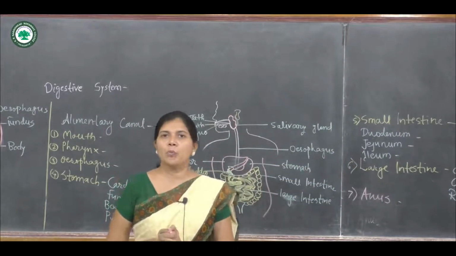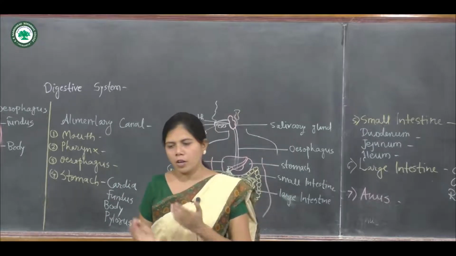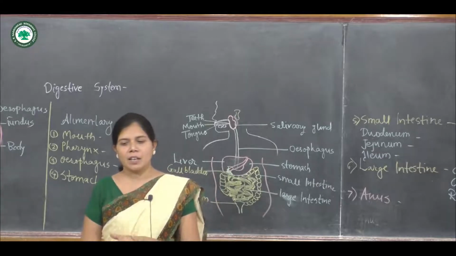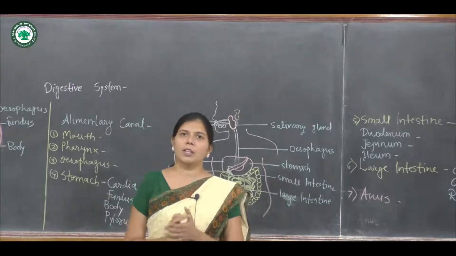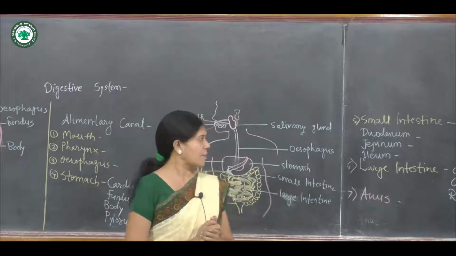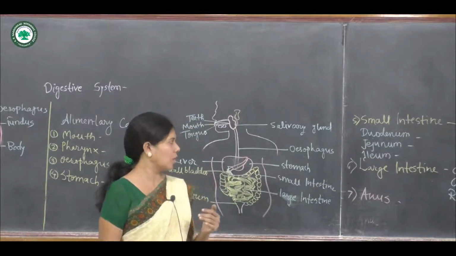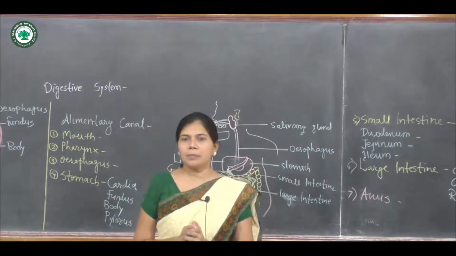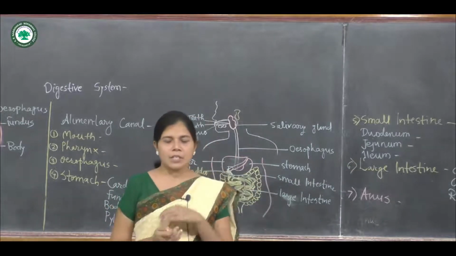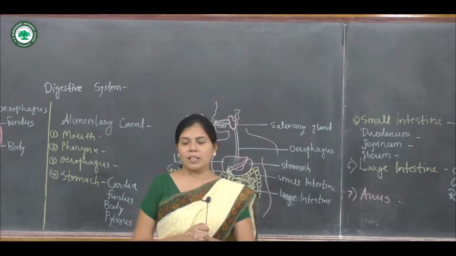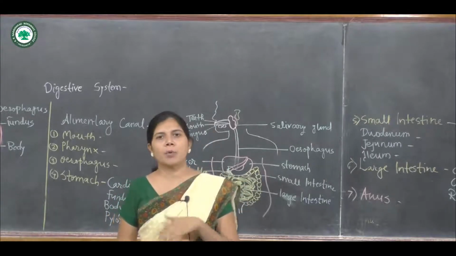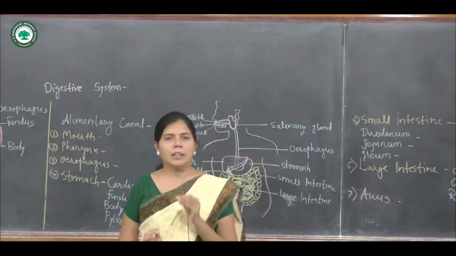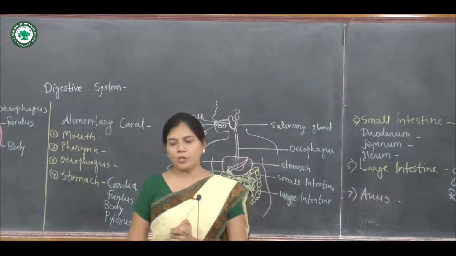It continues to the second part, the jejunum. It is about 2.5 meters long, a coiled middle portion of the intestine, and it is narrower than the duodenum. It is continued to the ileum. The ileum is the last part of the small intestine, 3.5 meters long. It is highly coiled and a little broader than the jejunum.